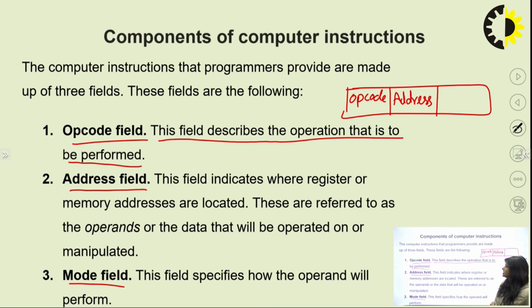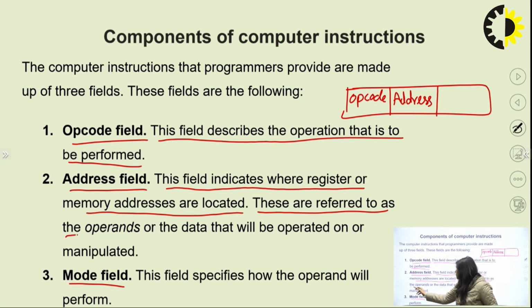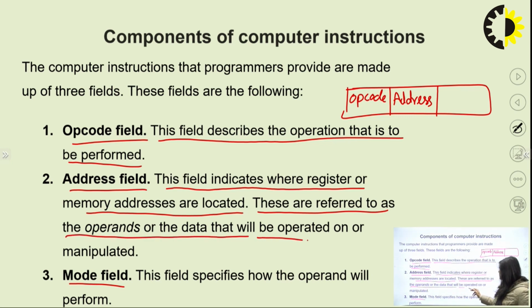What does the address field say? This field indicates where register or memory addresses are located, the address of the instruction. These are referred to as the operands, or the data that will be operated on and manipulated by the instruction. So in the address field we are just going to see where the instruction is going to be located. Okay, and the third part is our mode field.